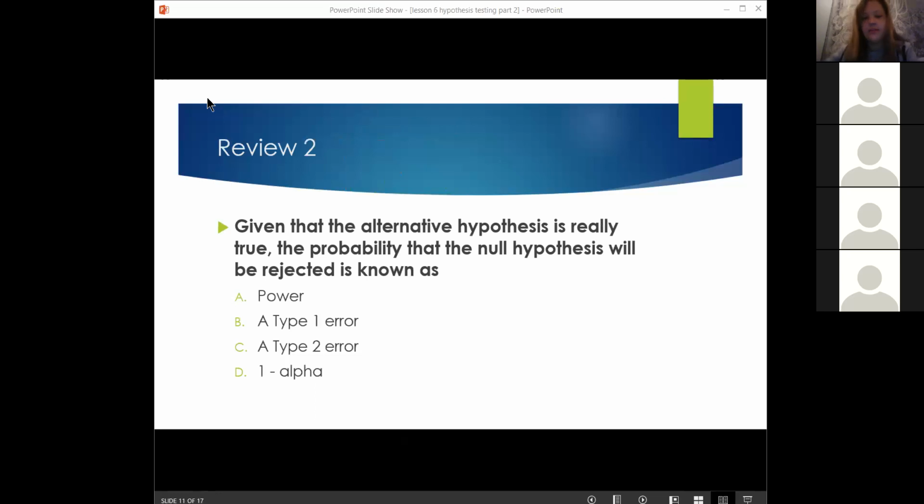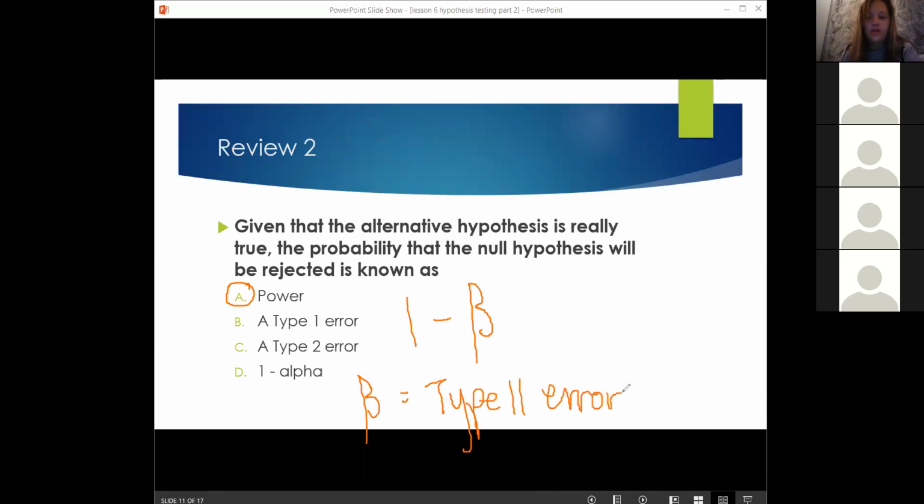All right, great job. Our answer here is going to be A, because this one doesn't require too much explanation, since this is our definition of power. Remember, if we were to write it out, power is 1 minus beta, and our beta is equal to our type 2 error.